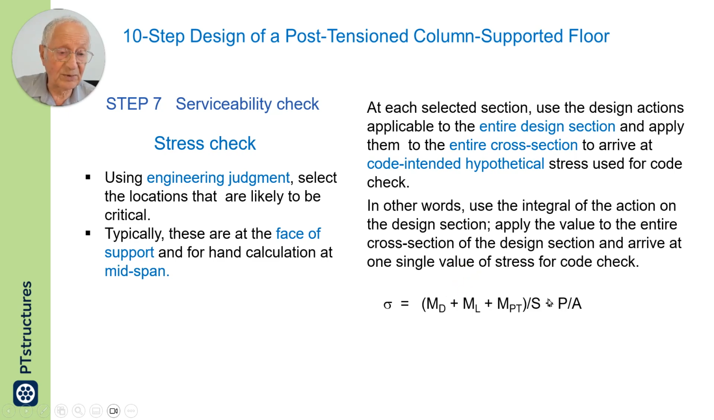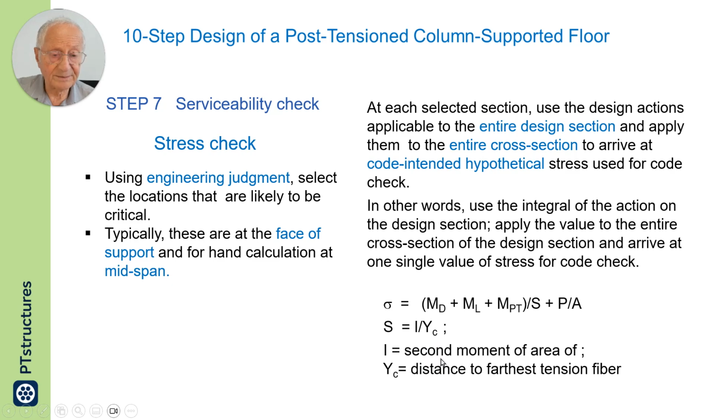And this is the formula we use. Dead load, live load, post-tensioning moment, all added together, divided by section modulus, and we add to it pre-compression, obtain a single extreme fiber stress. This is section modulus.